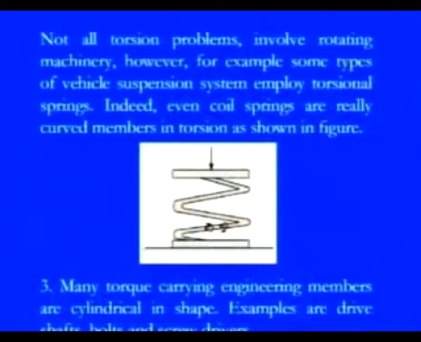Not all torsion problems involve rotating machinery. However, some examples are suspension systems which employ torsional springs, and they are always under the action of shearing. If you see this particular figure, you will find that all these coils of the springs are curved surfaces and they are under the action of torsion. Whenever we apply the load, there is always twisting all along, and you can see in this figure that they are under the twisting moment.